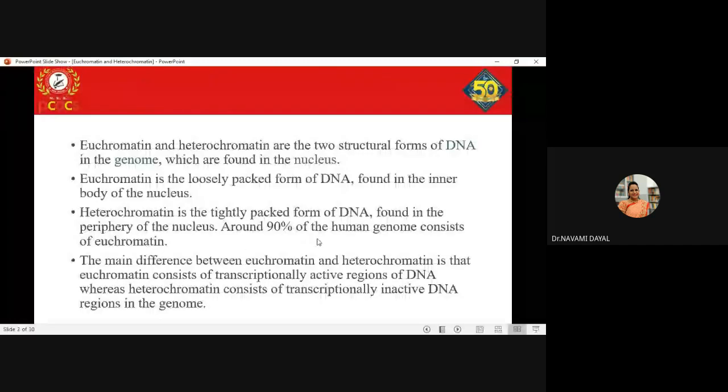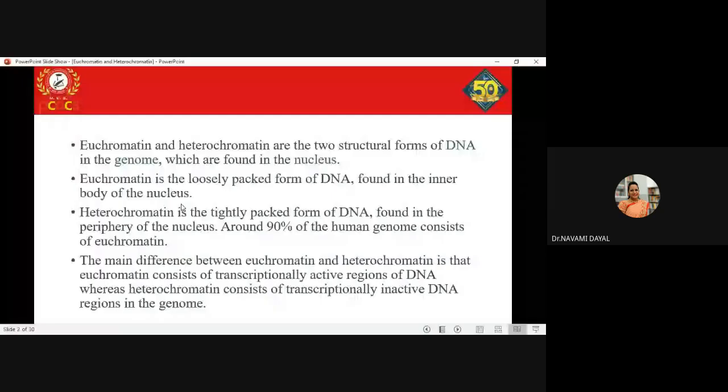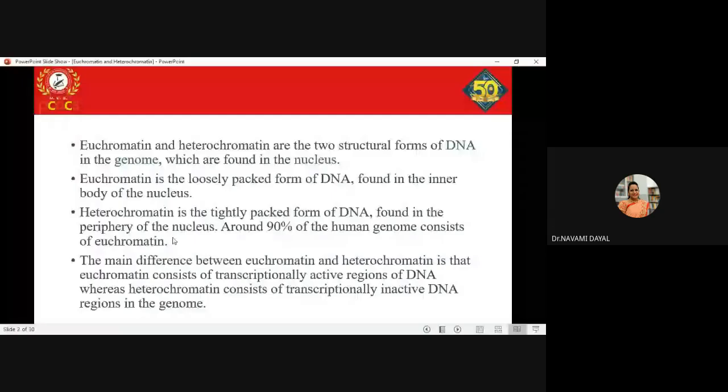So euchromatin and heterochromatin are two structural forms of DNA in the genome, which is found in the nucleus. Euchromatin, as I said, is the loosely packed form of the DNA, and it is found majorly in the inner body of the nucleus, towards the inside. Heterochromatin, on the other hand, is a very tightly packed form of the DNA. It is found in the periphery of the nucleus.